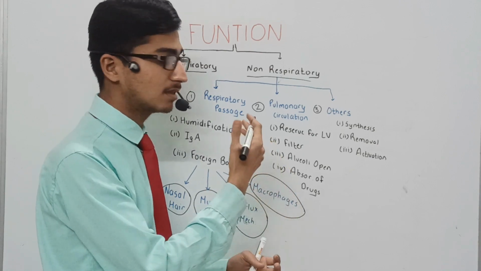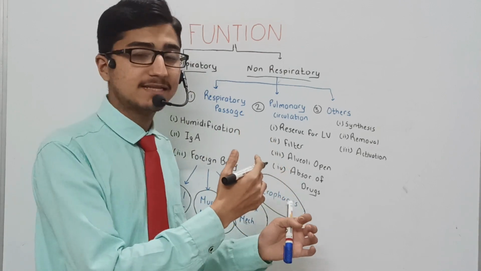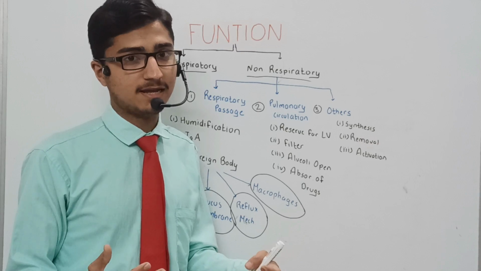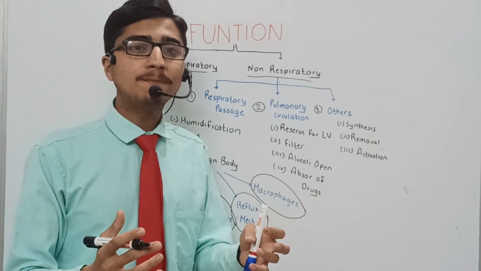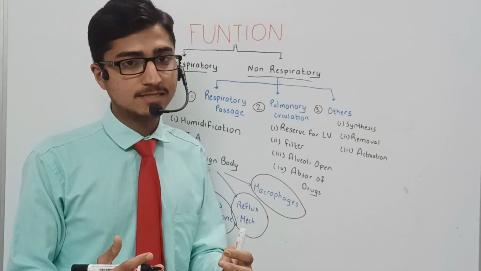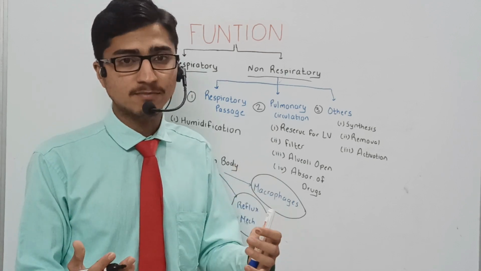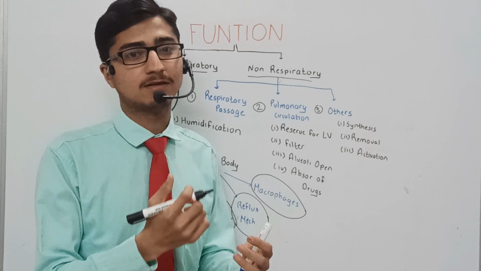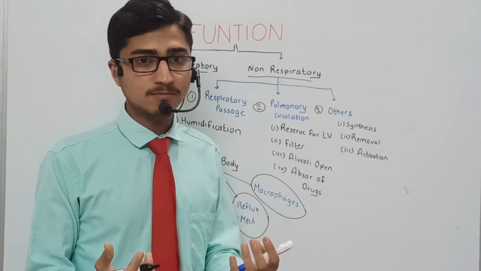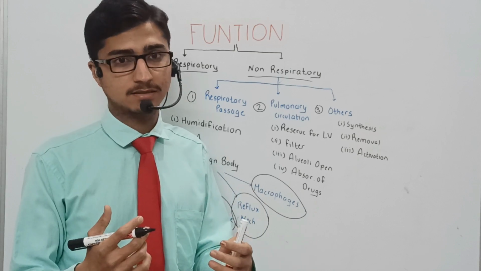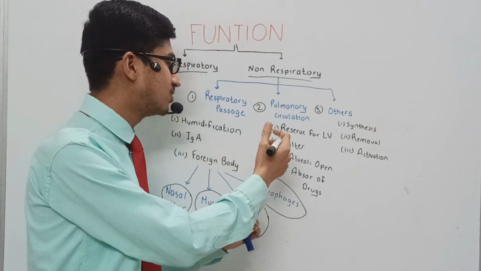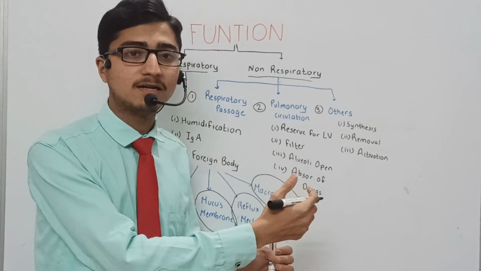Last function under the pulmonary circulation is the absorption of drugs, and we have all seen this, that the people who are suffering from bronchitis or who are suffering from asthma, they are taking pumps. In these pumps there are medicines called bronchodilators. They are directly absorbed by the pulmonary circulation.